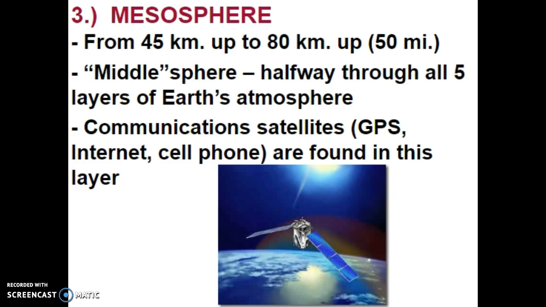The mesosphere is the middle sphere of atmosphere. It goes up to about 80 kilometers. And we're about halfway through all the 5 layers.